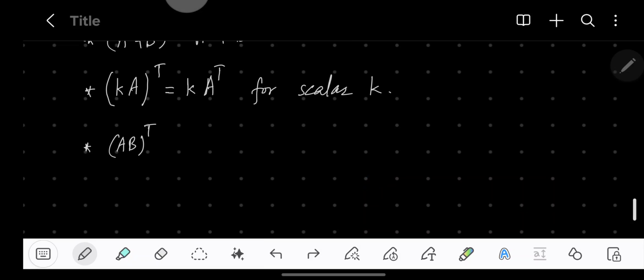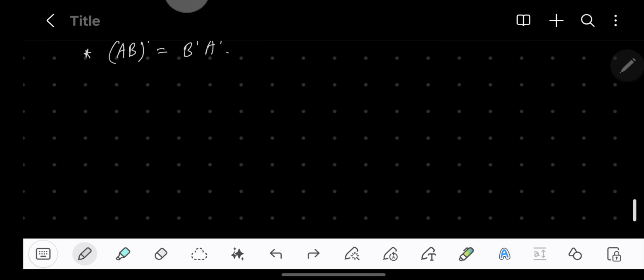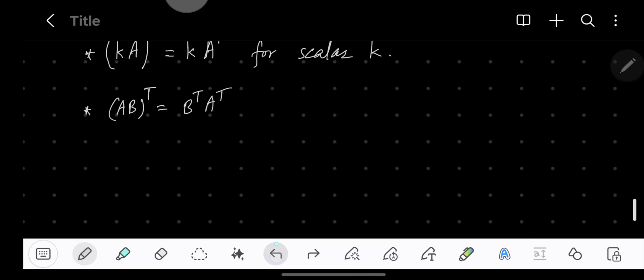Fourth property is if you are multiplying A and B and then taking the transpose, it is equivalent to say that first you take the transpose of matrix B and then the transpose of matrix A and then multiply in this order, such that B transpose is first and A transpose is on the right. Here is an example.